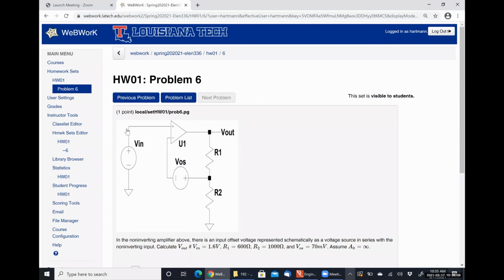And then lastly, problem 6 is something we actually did just a minute ago. So we would have 1.6 volts plus 0.07. So 1.67 multiplied by 1 plus R1 over R2. Easy peasy. And that is the full homework set. So I don't know, this might take like an hour tops, I would think at this point.